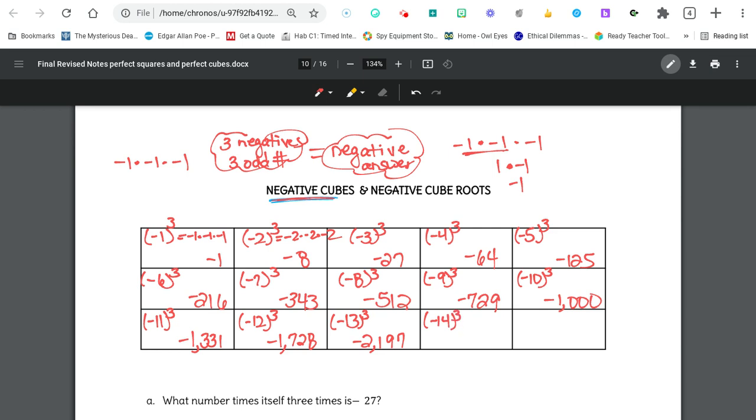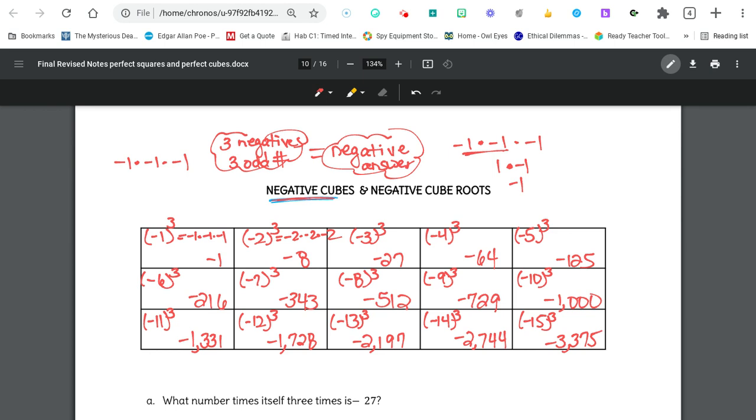Negative 14 cubed is negative 2,744. And negative 15 cubed is negative 3,375.